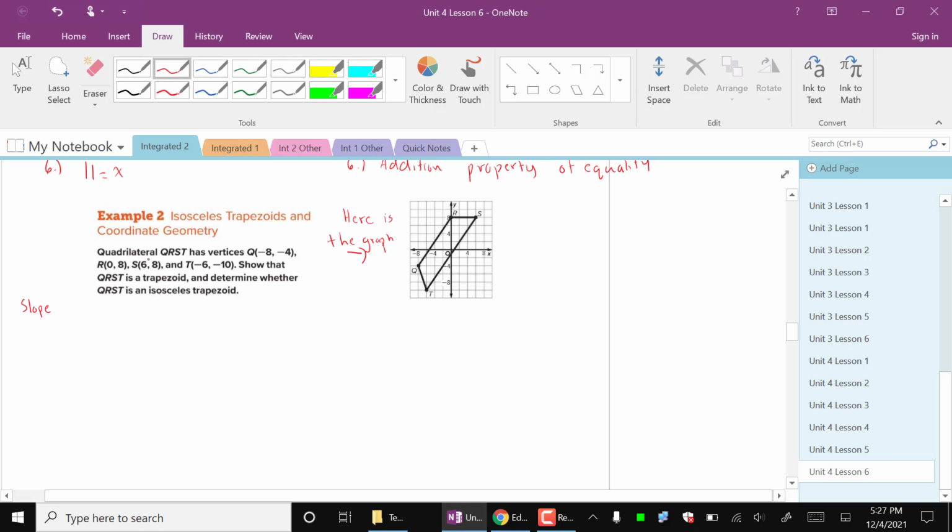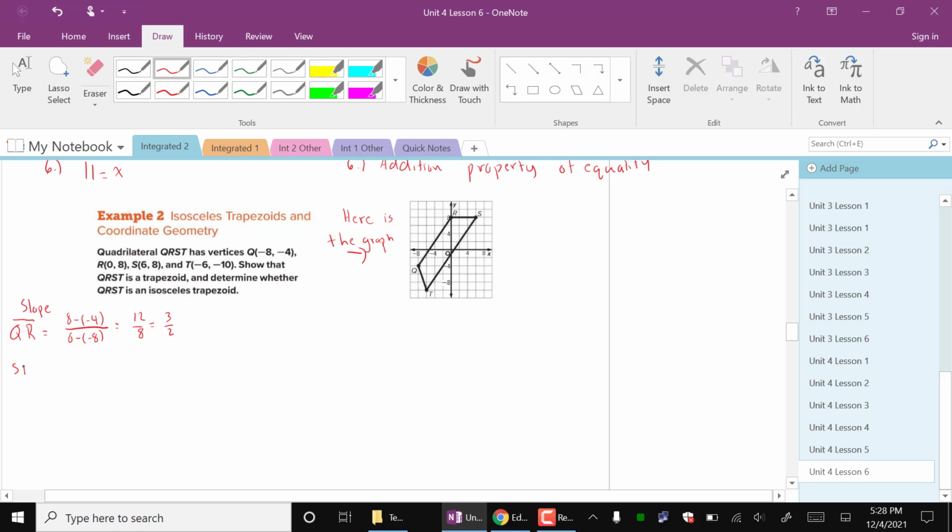From the slopes, I'm going to use these coordinates here. I'm not going to list off what are my x1s and my y2s. I'm expecting you to know which ones those are from this. Q is going to be my 1s, R is going to be my 2s, and I'm just going to subtract them out. So I have 8 minus negative 4 over 0 minus 8, which is negative 8. This is going to give me 12 over 8, which is 3 over 2.